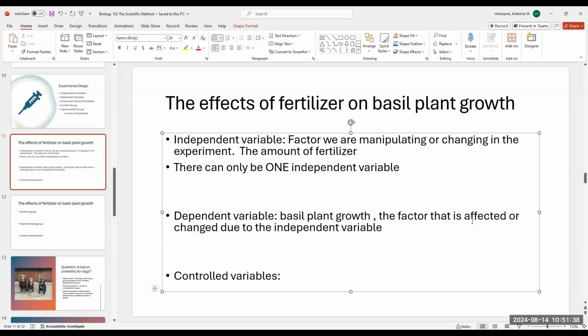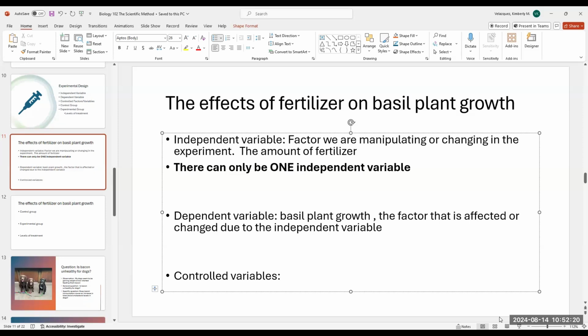Controlled variables are also incredibly important in experimental design because, as I mentioned, there can only be one independent variable. And since there can only be one independent variable, that means everything else in the experiment needs to be kept the same. So these are the things we're going to control. And that means all the basil plants in this experiment have to be completely treated the same except for the amount of fertilizer. So let's think about some things we would need to keep the same in a study such as this. And I've already mentioned a couple of those.